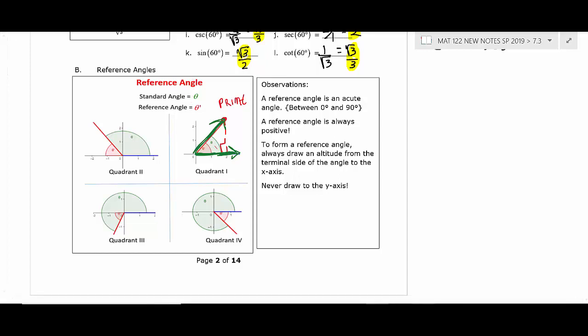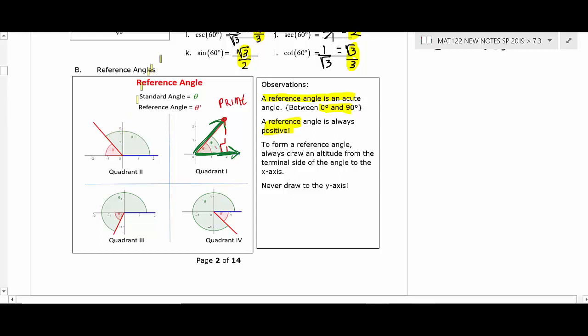Now, a couple of things as I'm moving through these problems. A reference angle is always an acute angle, so it's between 0 and 90. So if I ask for a reference angle, you better make sure you give me something between 0 and 90 or it's wrong. As I go through each quadrant, I think that'll help you understand that. Another thing is a reference angle is always positive. So if I give you a negative angle and I want you to give me a reference angle, that's always positive.